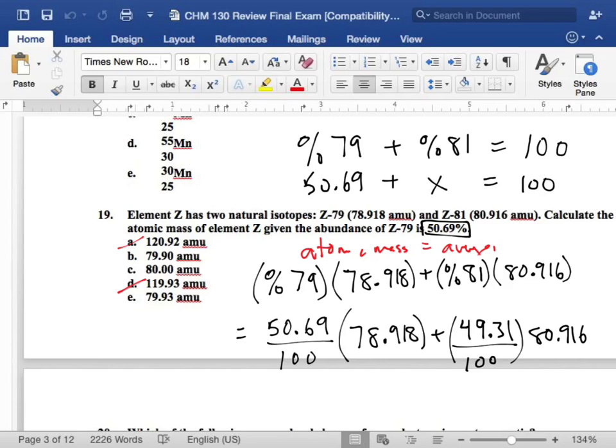According to Sebastian, if you punched in all the calculator, the answer you get is B, with 79.90.